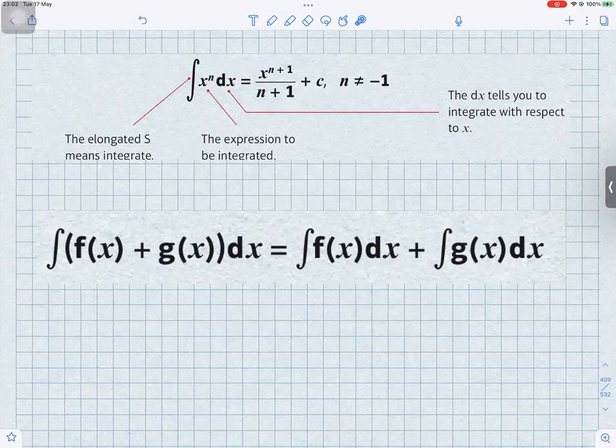And when you integrate two terms, f of x is one term, g of x is another term, what you do, you integrate them separately. Integrate f of x with respect to x and write the answer. And then plus you integrate g of x with respect to x and write the answer. So you separate them and integrate them.